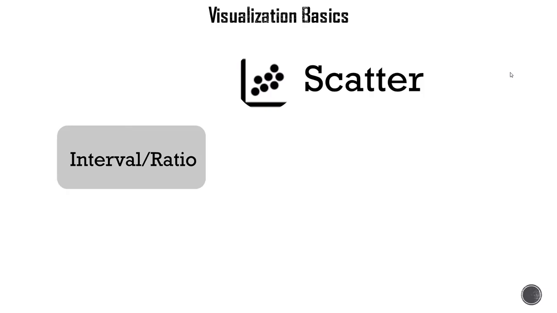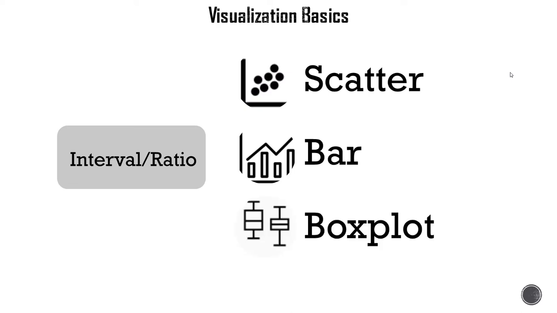Now let's look at the last, but the most important type of data, and that's interval and ratio. For that, you can use various forms of graphics: scatter plot, a bar chart, or a box plot chart. Now you see why it is important to understand the type of data you deal with so that you can choose the right form of graphic when you build your application.